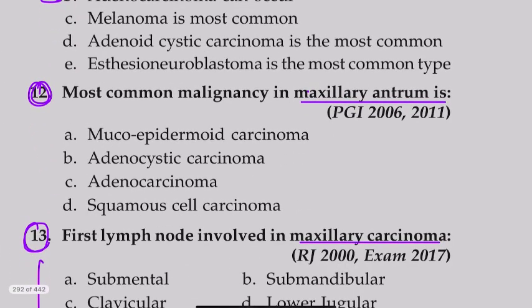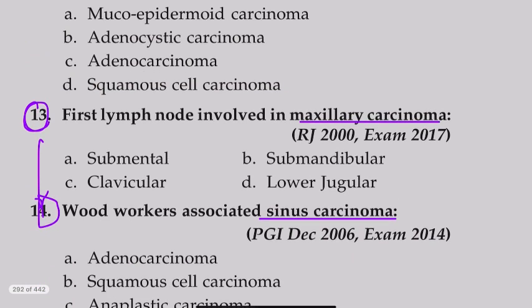What is the most common malignancy in the maxillary antrum? The most common is squamous cell carcinoma. Moving further, what is the first lymph node involved in maxillary carcinoma? That is submandibular, right? In maxillary carcinoma, the first lymph node involved is submandibular, the commonest lymph node also, and the first lymph node also.